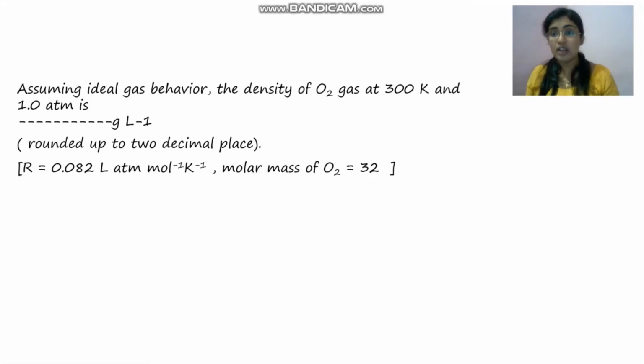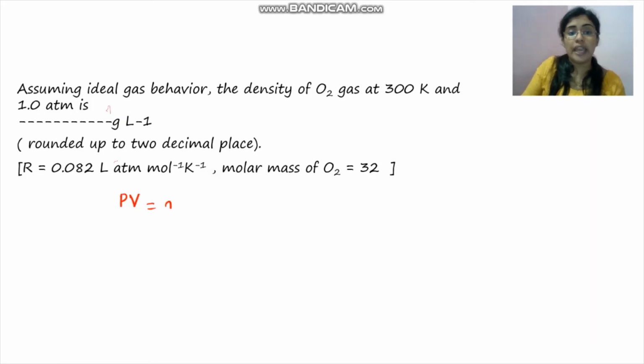Now, here we have to use the ideal gas equation, and firstly they've asked us to calculate the density. The ideal gas equation is PV = nRT, where P is the pressure, V is the volume, n is the number of moles, R is the gas constant, and T is the temperature. Where is density in this? We don't have density. But what is the equation of density?